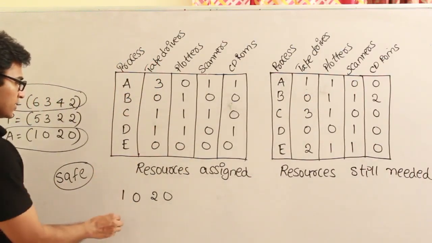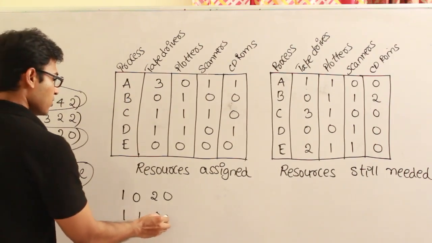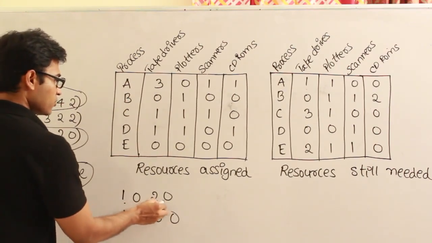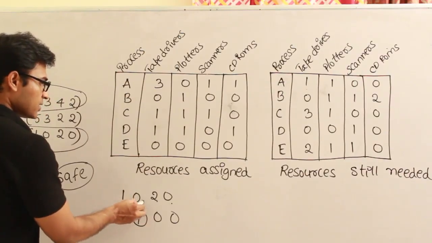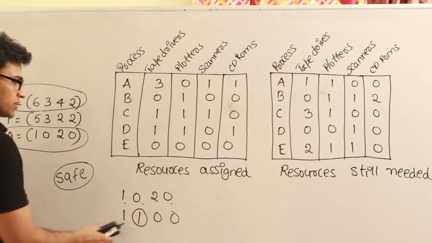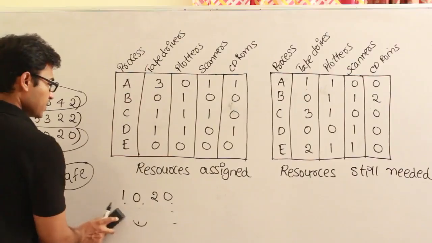Clearly it is like this: need of A is 1100, but the available is 1020, therefore this particular need cannot be satisfied by this availability, so you cannot think about satisfying A first, so don't satisfy the need.